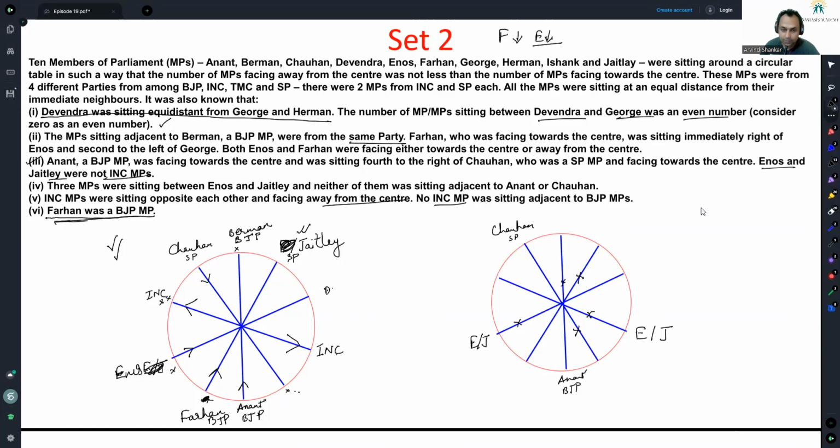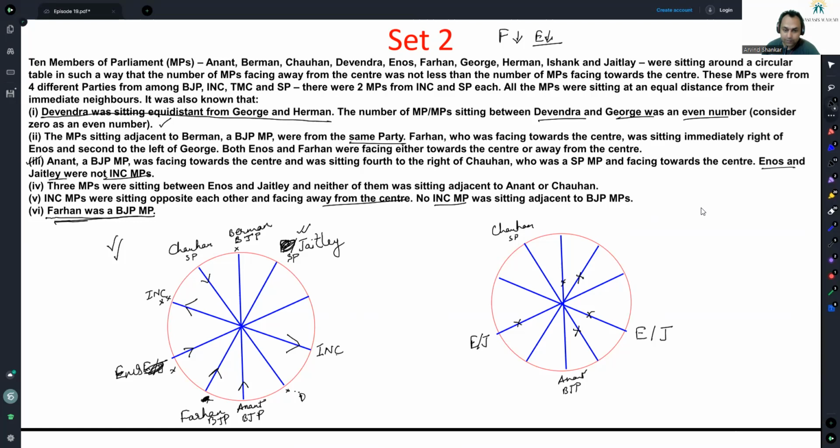Let's see if Devendra was here and George was here. So 3 people in between. If Devendra was here, George was here. Still 1 person in between. If Devendra was here, George was here. 0 people in between, which is an even number. But then on his right, we have Jetli. So that is also not possible. Devendra can't come at this spot.